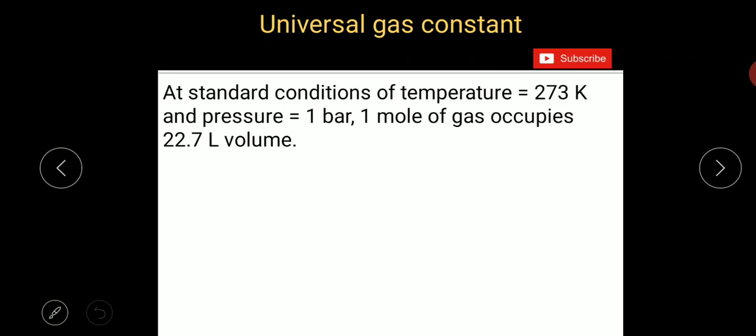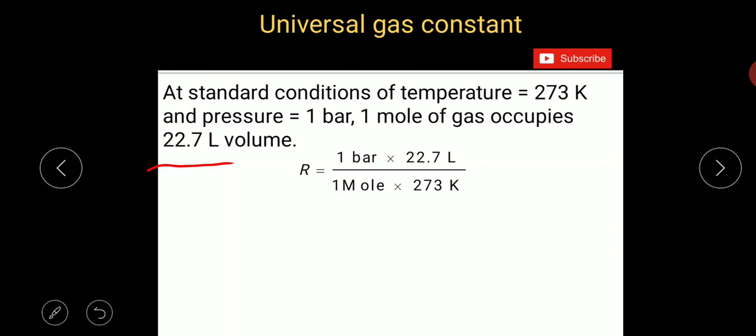And if you take a standard condition of temperature 273 Kelvin and pressure 1 bar, instead of pressure 1 atmosphere, then the volume that 1 mole of gas occupies is 22.7 liters. 1 mole of a gas at 1 bar pressure and 273 Kelvin temperature occupies 22.7 liters volume.